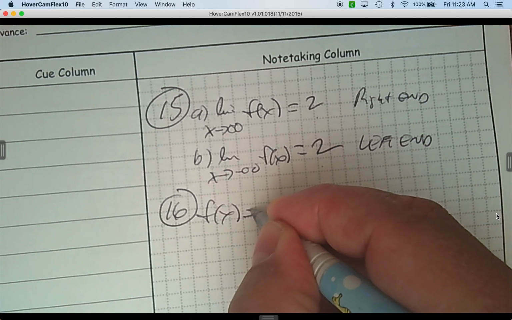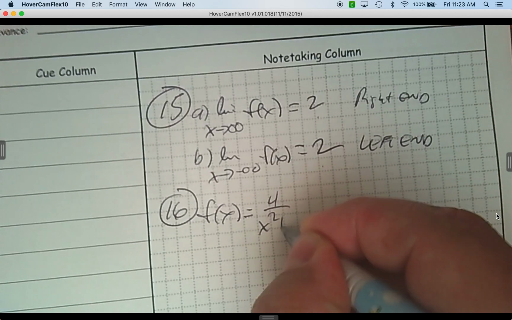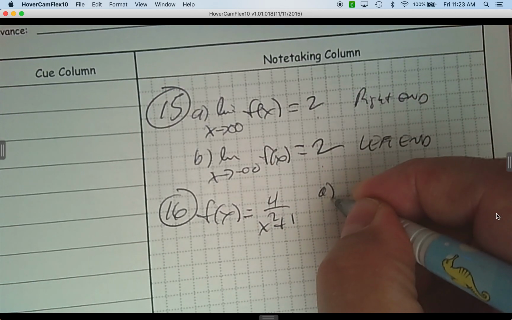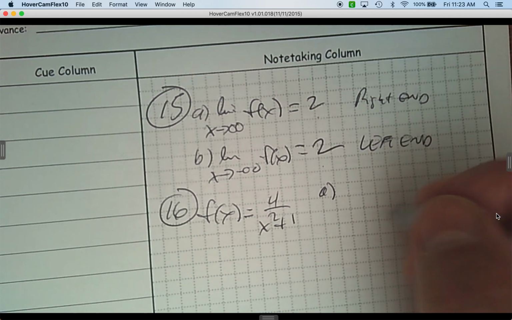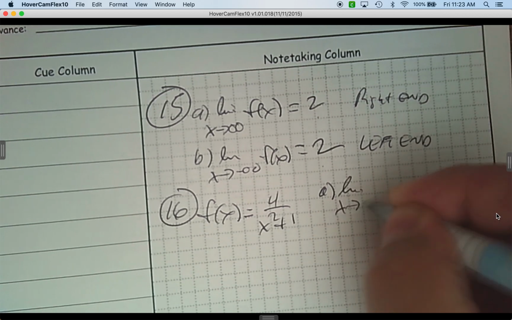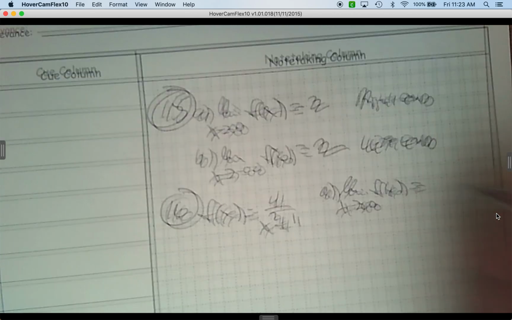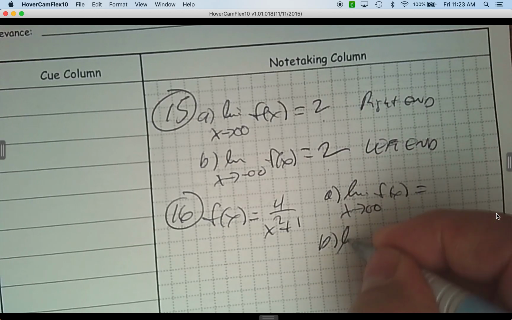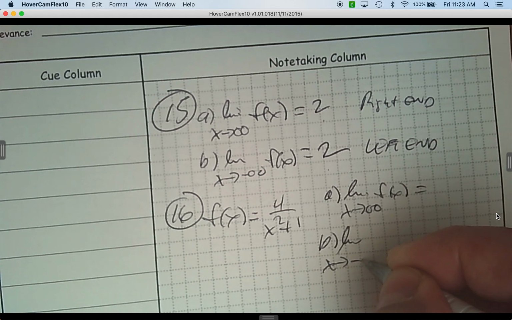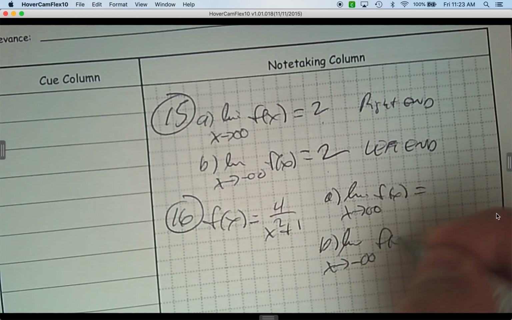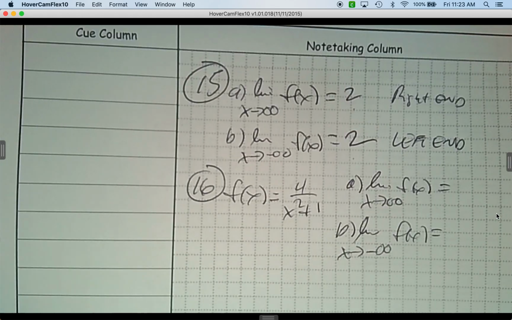Even if we didn't have a graph, we could do this, just understanding end behavior. We'll be doing that from 18 and on. So (a) is the limit as x approaches infinity of f(x), and (b) is the limit as x approaches negative infinity of f(x). Okay, so let's look off the graph.